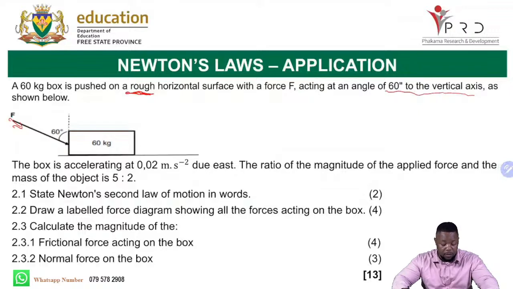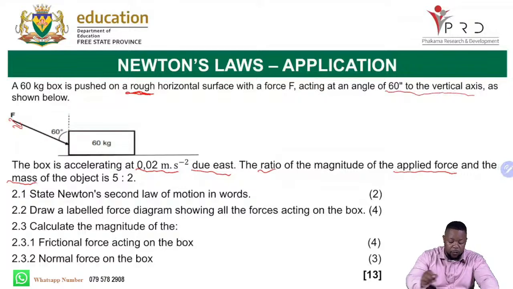The information continues to say that the box is accelerating at 0.02 meters per second squared. We learn that we need to apply Newton's second law of motion, because we see that the net force is greater than 0, and we are told that it is accelerating due east. The ratio of the magnitude of the applied force, this is very important, and the mass of the object is 5:2.